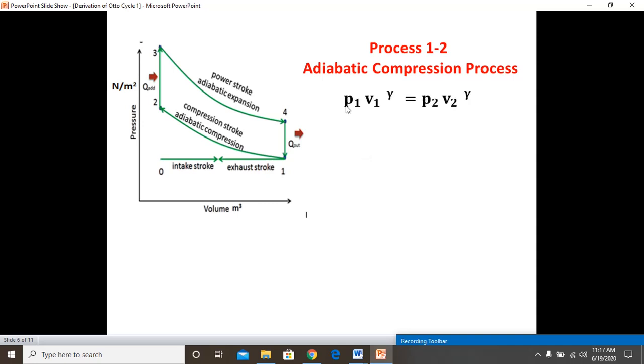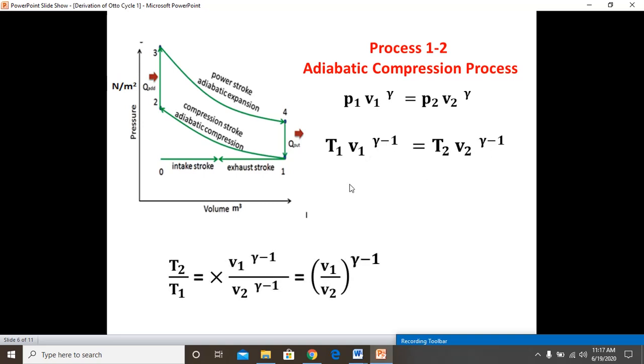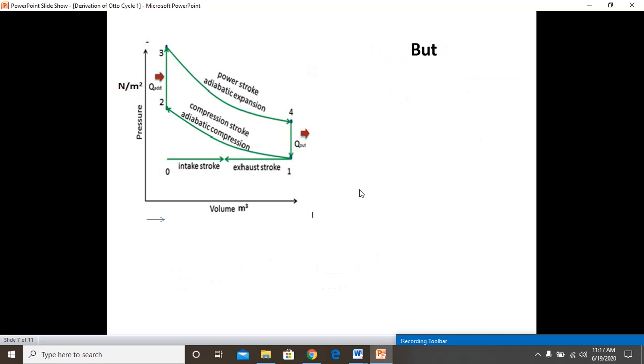Therefore, P1 V1 gamma is equal to P2 V2 gamma. According to the adiabatic process, the TV relation is T1 V1 gamma minus 1 is equal to T2 V2 gamma minus 1. Therefore, T2 by T1 is equal to V1 by V2 whole to the power of gamma minus 1. Next, let me tell you what V1 by V2 means. V1 by V2 is nothing but the compression ratio.